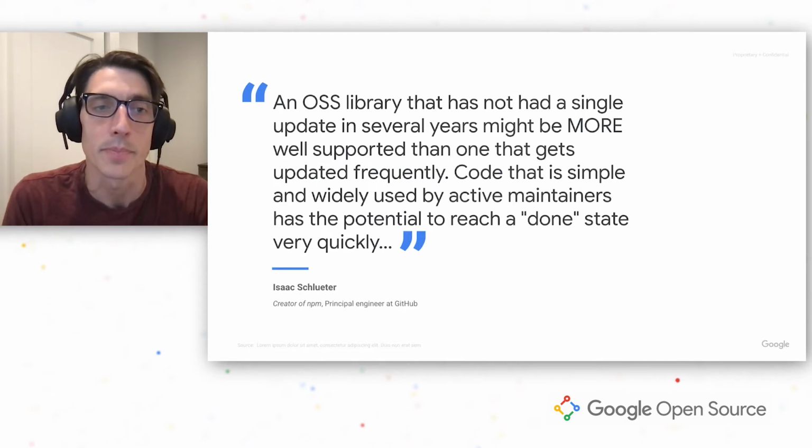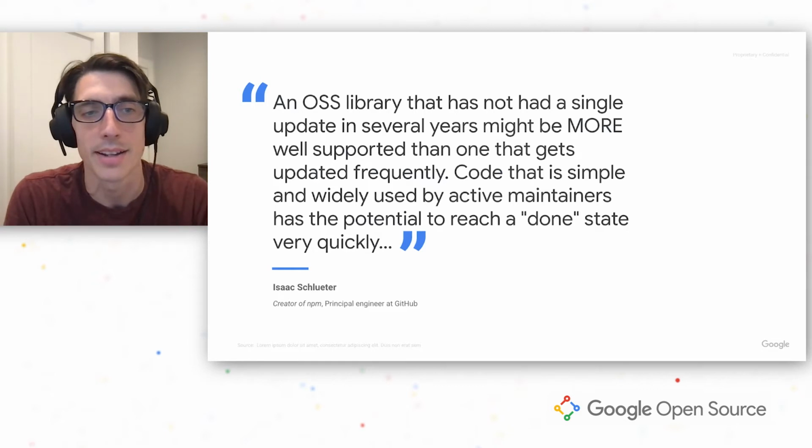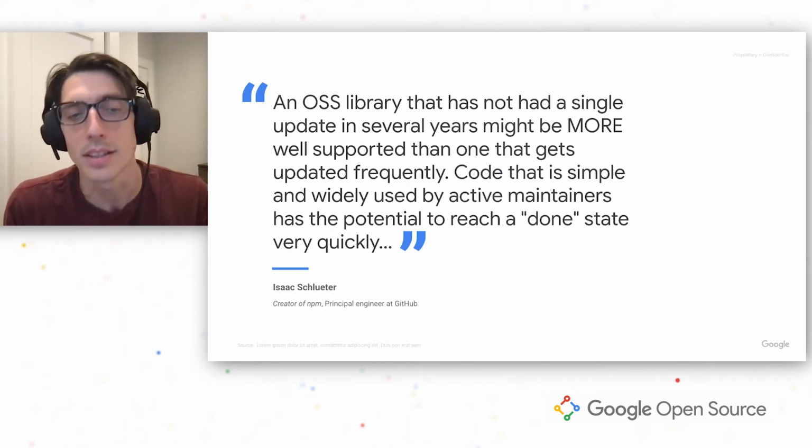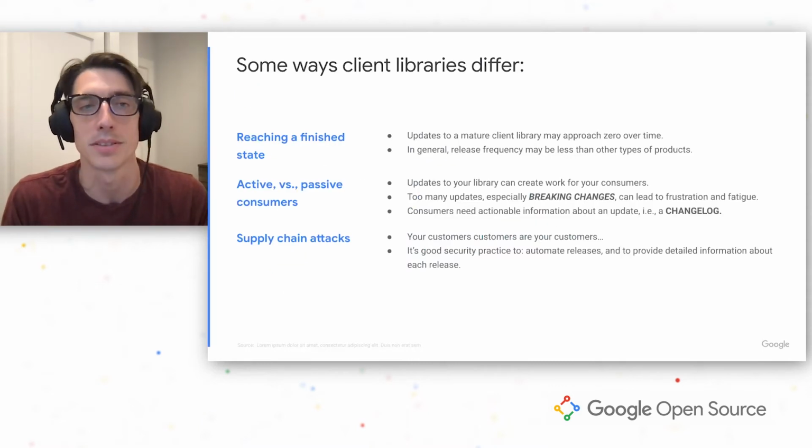To quote him, "An OSS library that has not had a single update in several years might be more well supported than one that gets an update frequently. Code that is simple and widely used by active maintainers has a potential to reach a done state very quickly." I think this is a good framing for one of the major things that's different about client library releases. Let me go into some more details about this.